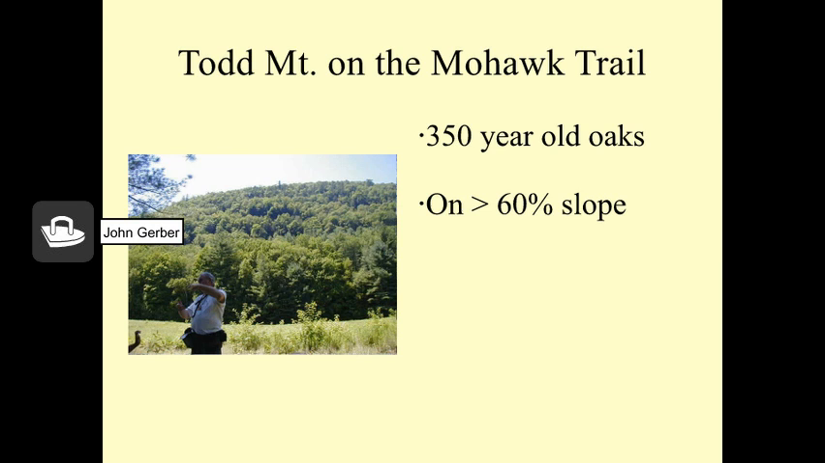Some trees along the Mohawk Trail in western Massachusetts can get over 350 years old. Bob's identified several old oaks that are that old. They're generally found on very, very steep slopes where farming wasn't done following the Civil War. Any place where sheep could have grazed, the trees were probably cut down to graze the sheep.